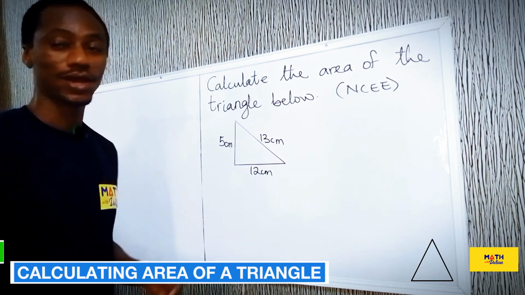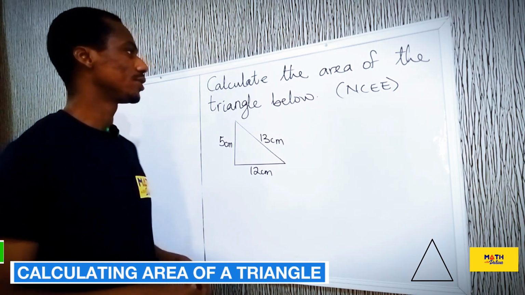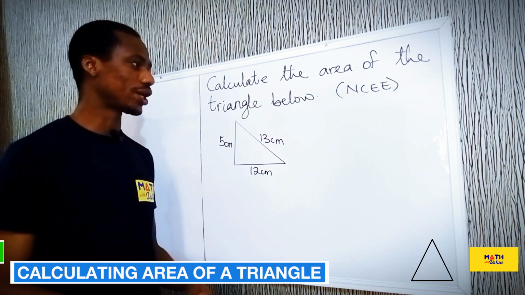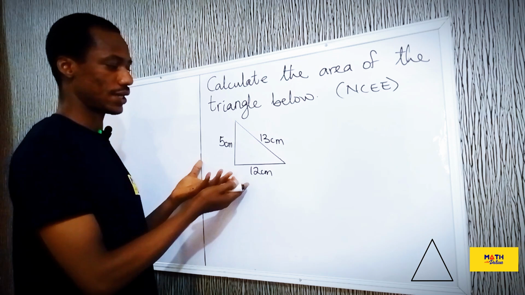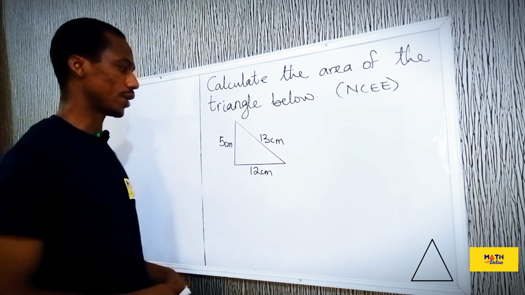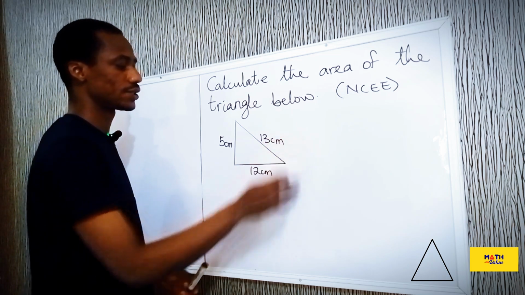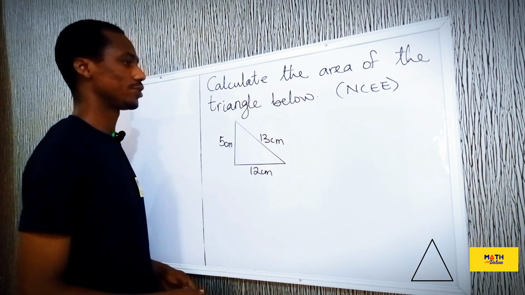Alright, so we have another question here to solve. Calculate the area of the triangle below. And this is the triangle, with the dimensions 5 centimeters, 12 centimeters, and 13 centimeters.